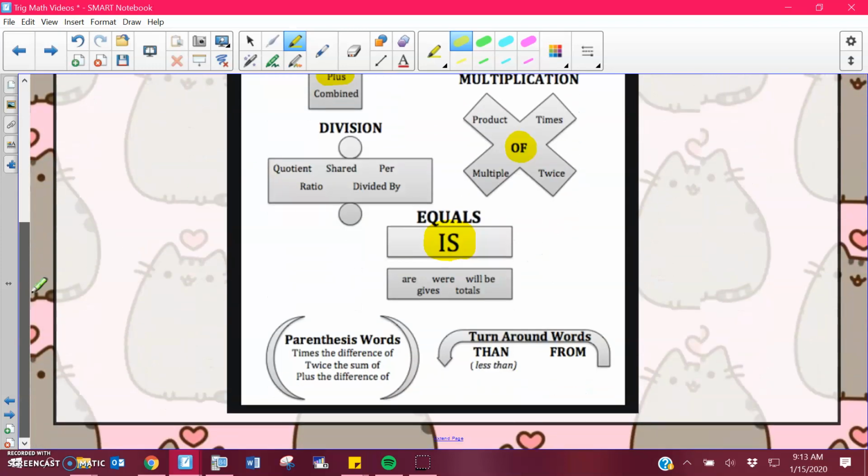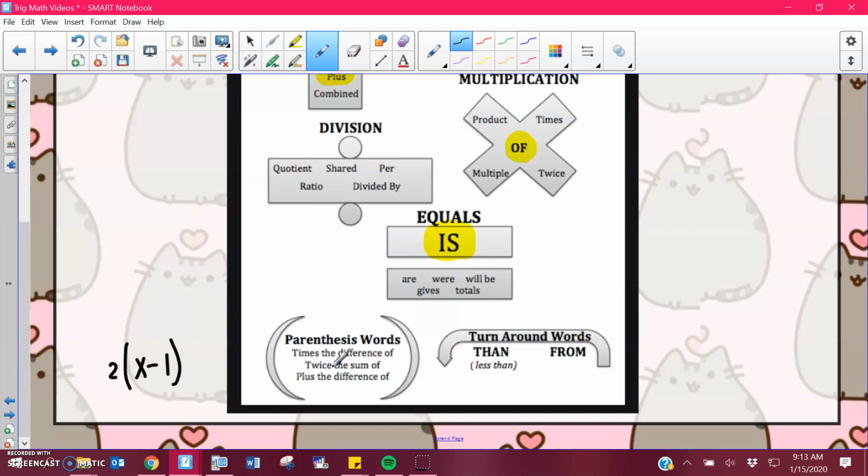There are two tricky things that might happen. For instance, if you're finding parentheses or you have something called a turnaround word. The word of kind of tells you that you're multiplying. But if they have times the difference of, you're going to have like 2 times whatever these two things were subtracted, okay? Same deal if they say twice the sum of or plus the difference of. That's going to indicate there's some sort of parentheses going on.